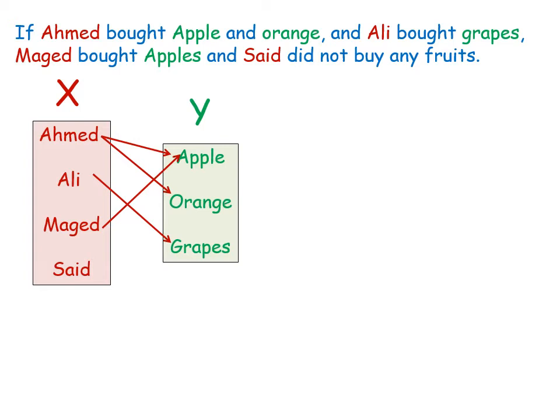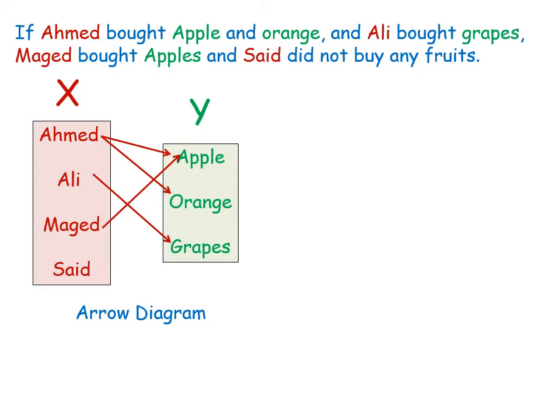Here Ahmed bought apple and orange. He didn't buy grapes. So there is no arrow from Ahmed to grapes. Okay? Ali bought grapes. He didn't buy apple or orange. So there is no ordered pair Ali apple or Ali orange. Okay? I think it's crystal clear. And that's, as we said, called an arrow diagram.